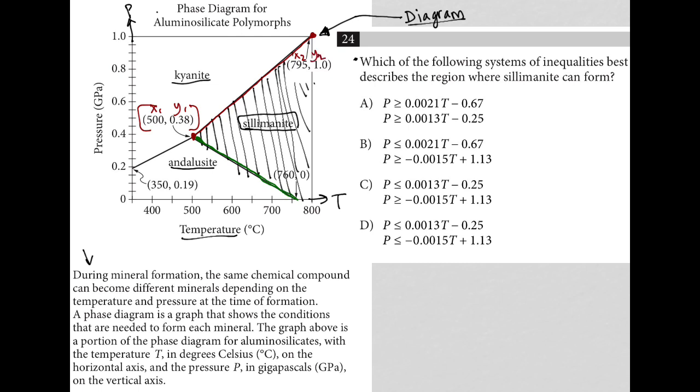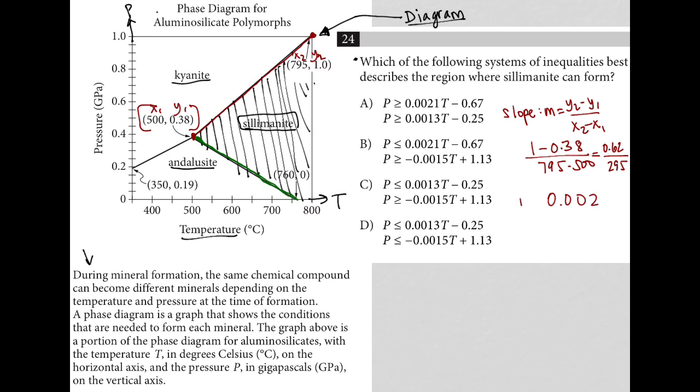And I know that the slope, or m value, is equal to y2 minus y1 over x2 minus x1. And therefore, I'd have 1 minus 0.38 for my y's over 795 minus 500. This ends up giving me 0.62 over 295. I go to my calculator and I type that in, 0.62 divided by 295, and I get 0.002. So that's my slope.